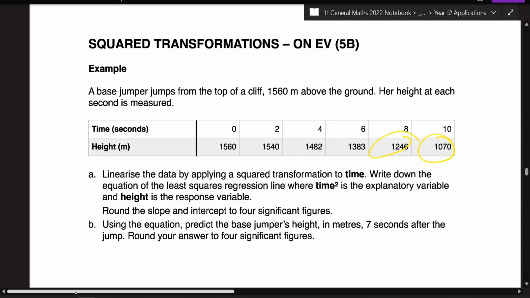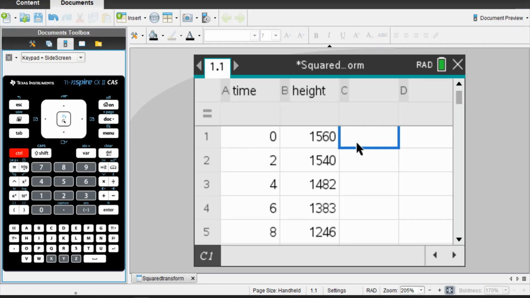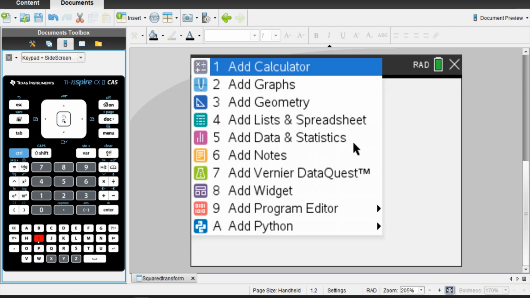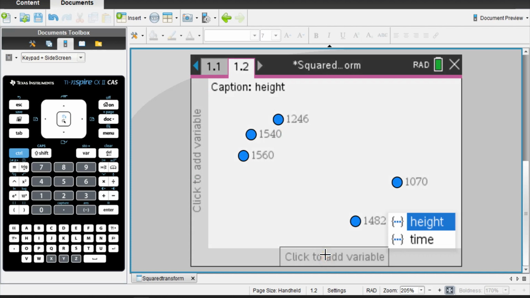Okay, it's not linear. Okay, so if I was to graph this, what do you guys think this would look like if you were to graph it? Anyone know? Anyone want to take a guess? Related to what Natasha said before. Curved. It's going to be curved. Which way though? Curving upwards or curving downwards? He's jumping off a cliff, so down. Curving down.